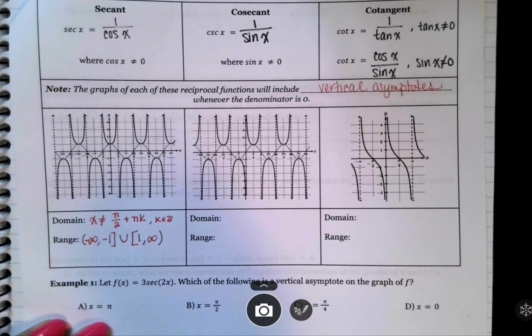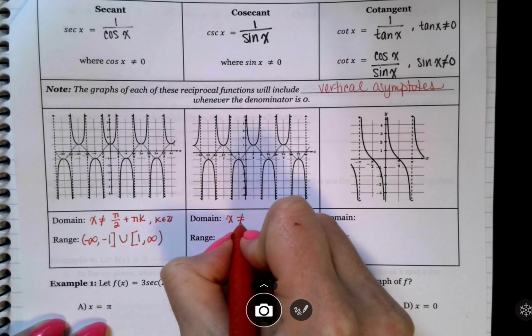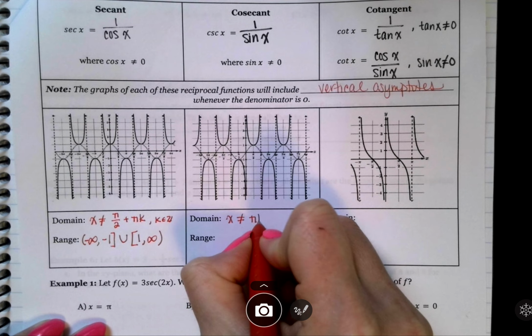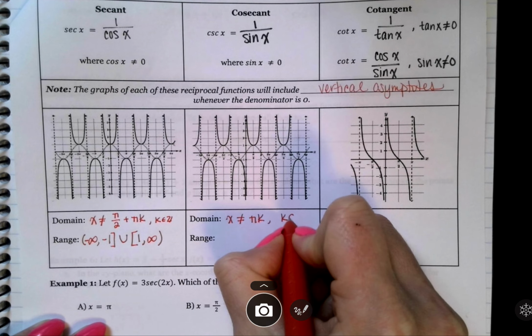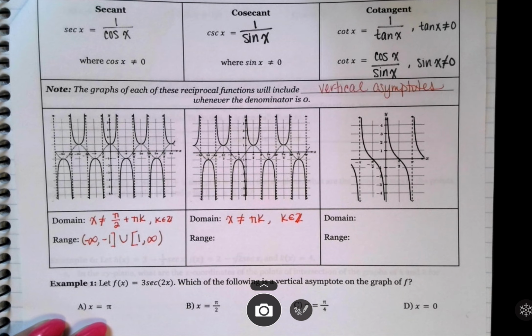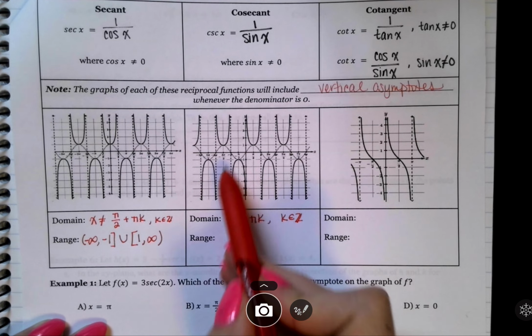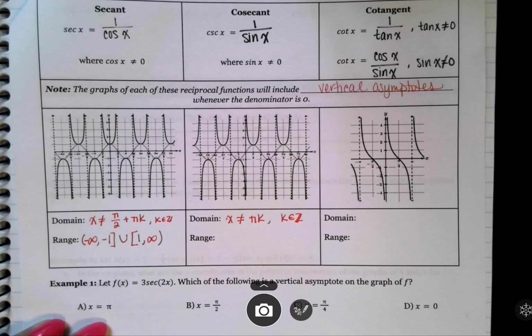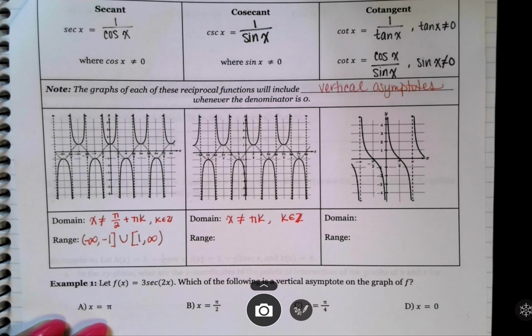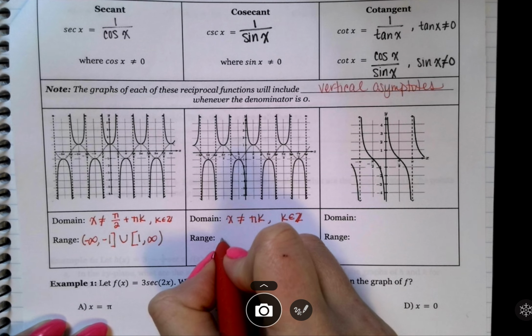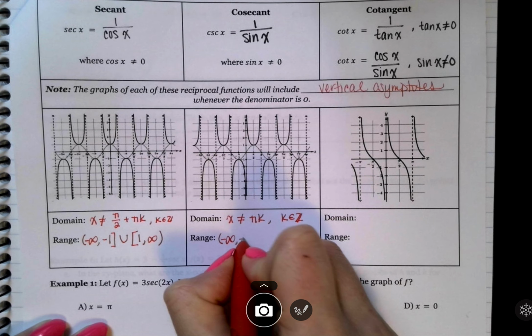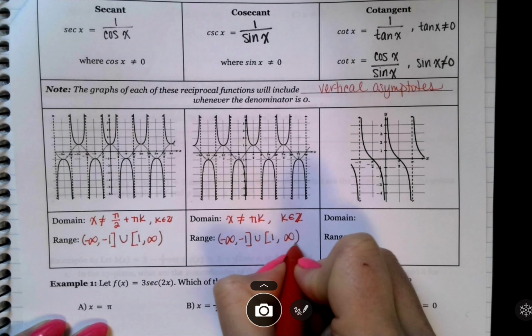So our domain is x cannot be equal to pi times k, where k is an integer. And we can see that here at pi, 2 pi, 3 pi, 4 pi, negative pi, negative 2 pi, negative 3 pi. Our range is actually going to be the exact same as it was for secant. So we have negative infinity to negative 1, where that negative 1 is included, or it could be part of that top section, 1 to infinity.